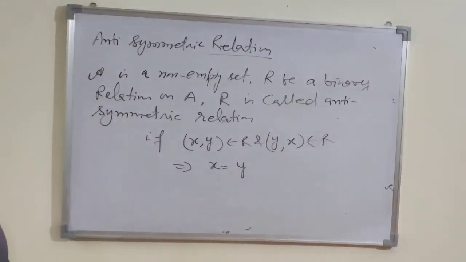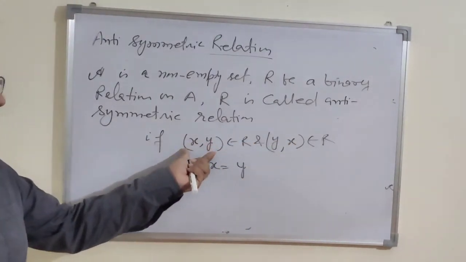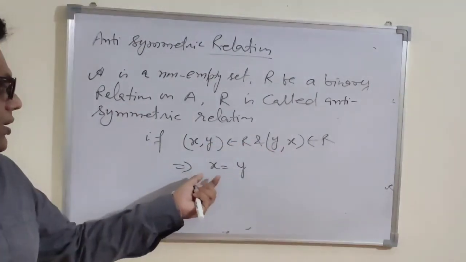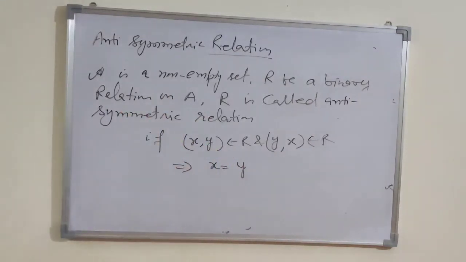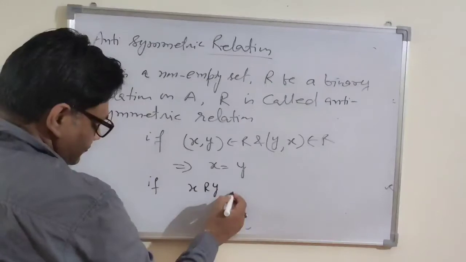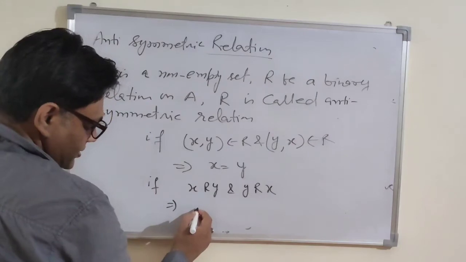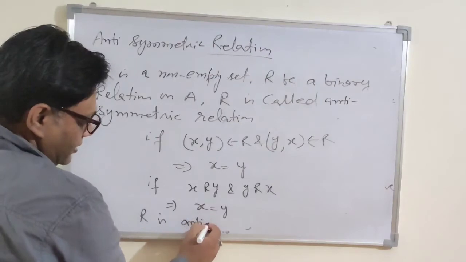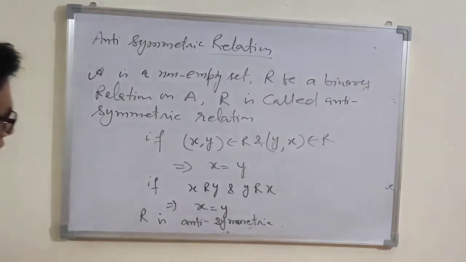What is the meaning of it? If the ordered pair (x, y) is part of R and the ordered pair (y, x) is also a part of R, this implies x equal to y. That is called antisymmetric. Or simply we can say that if x is related to y and y is related to x, this implies x equal to y, then R is antisymmetric. Note it.